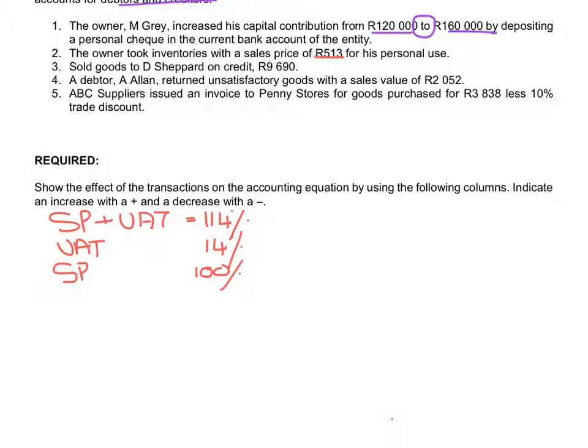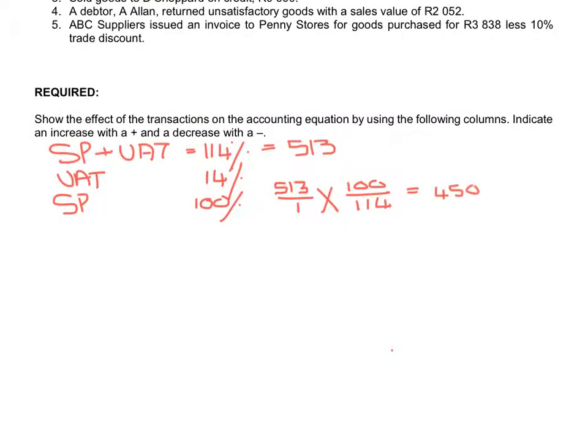The owner took goods with a sales price of 513, so it includes the VAT. If we want to know what the sales price excluding the VAT is, we will use 513 Rand times 100 divided by 114. And that will give us 450 Rand. So our first step is to determine the sales price excluding VAT. Then we work out the cost price.